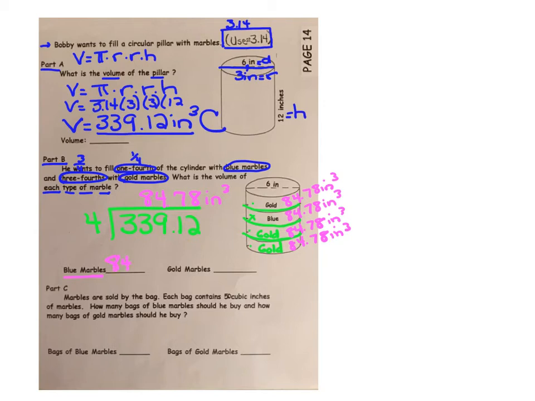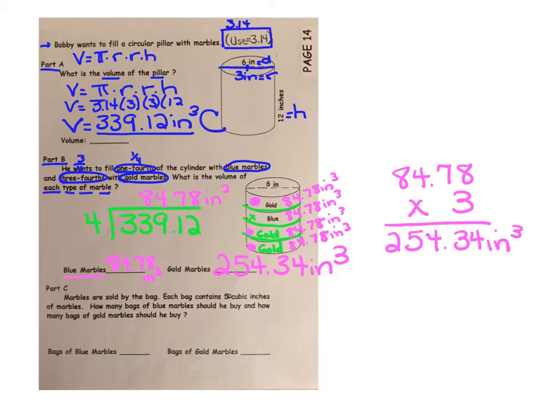Now that we know the volume of a section, it's easy. We have the volume of a single blue section. However, for the gold marbles, we have to add up the 3 sections of gold, or multiply by 3. So take the volume of a single section and multiply by 3. This will give you the volume of all the gold marbles. Please pause your video and complete this calculation on your own. This answer represents the volume of the gold marbles.